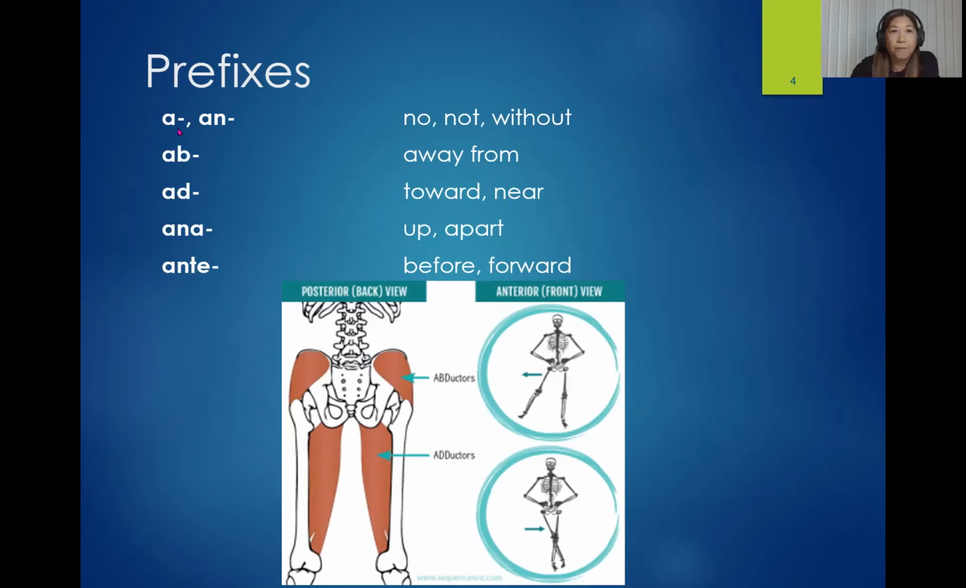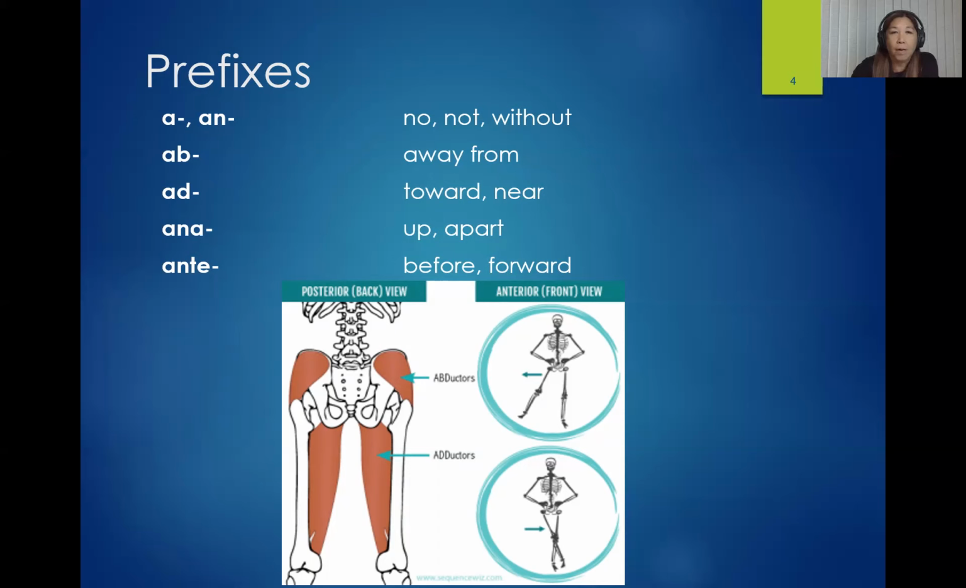So the first two prefixes are a and an. These are very common. We see these all the time, and they mean no or not or without. So you can have a condition known as aphasia, which means unable or without speech. And this is a condition that can happen after a patient's had a stroke, right, where they're not able to talk. So they are aphasic.